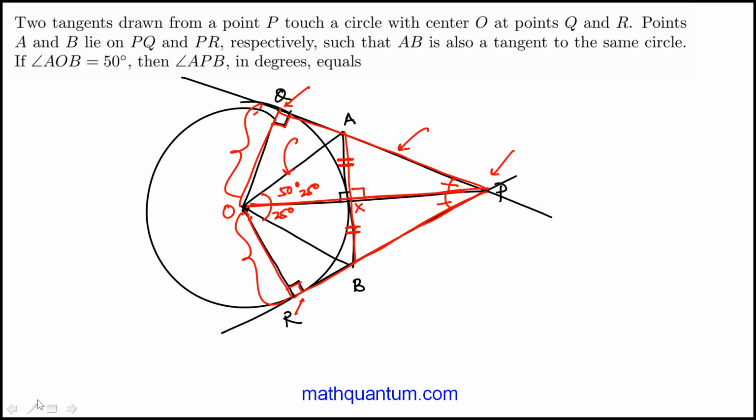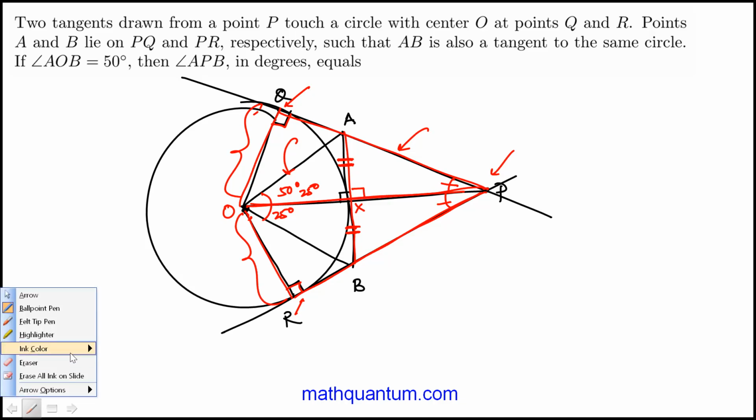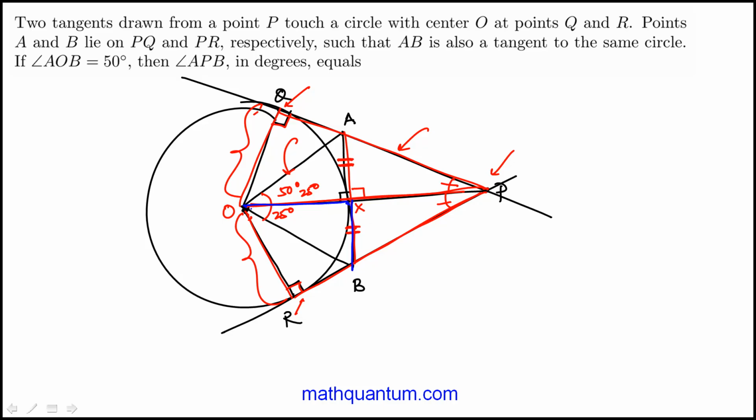Now, let me actually change the color here. If you look at these two triangles, these are also congruent to each other. Why? Because that's 90, this is 90, and they share this hypotenuse, which means that this is 25. That's 25. So now we know that this entire angle here is 100 degrees.